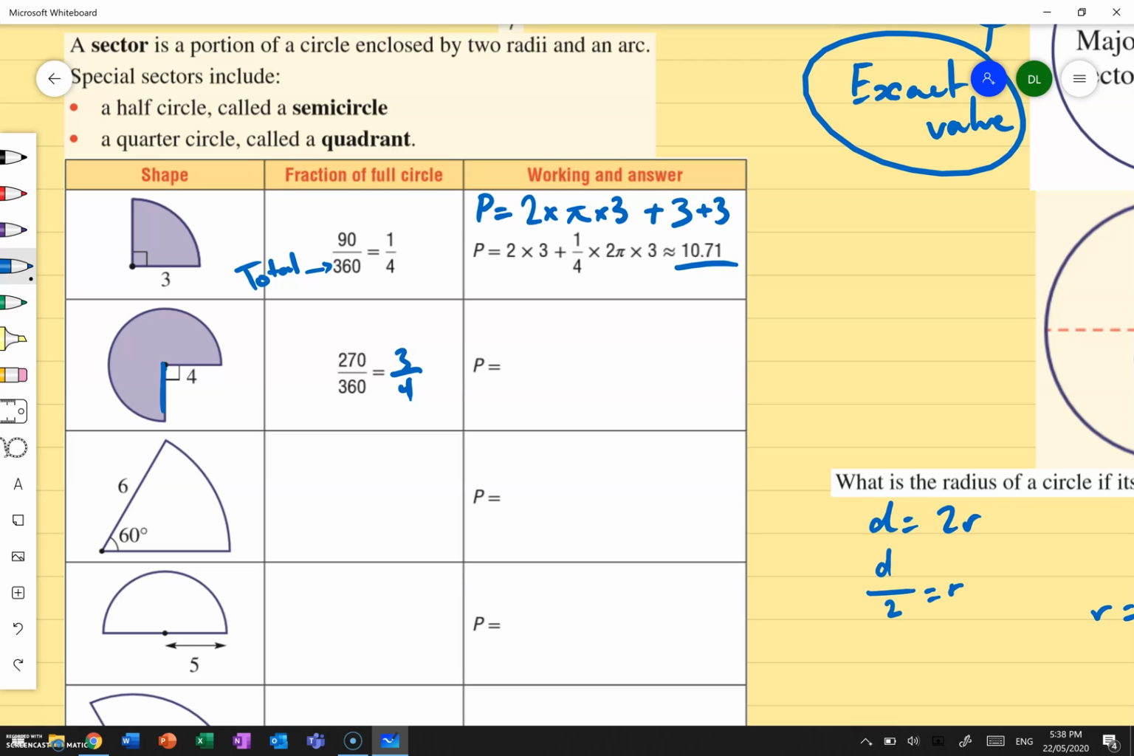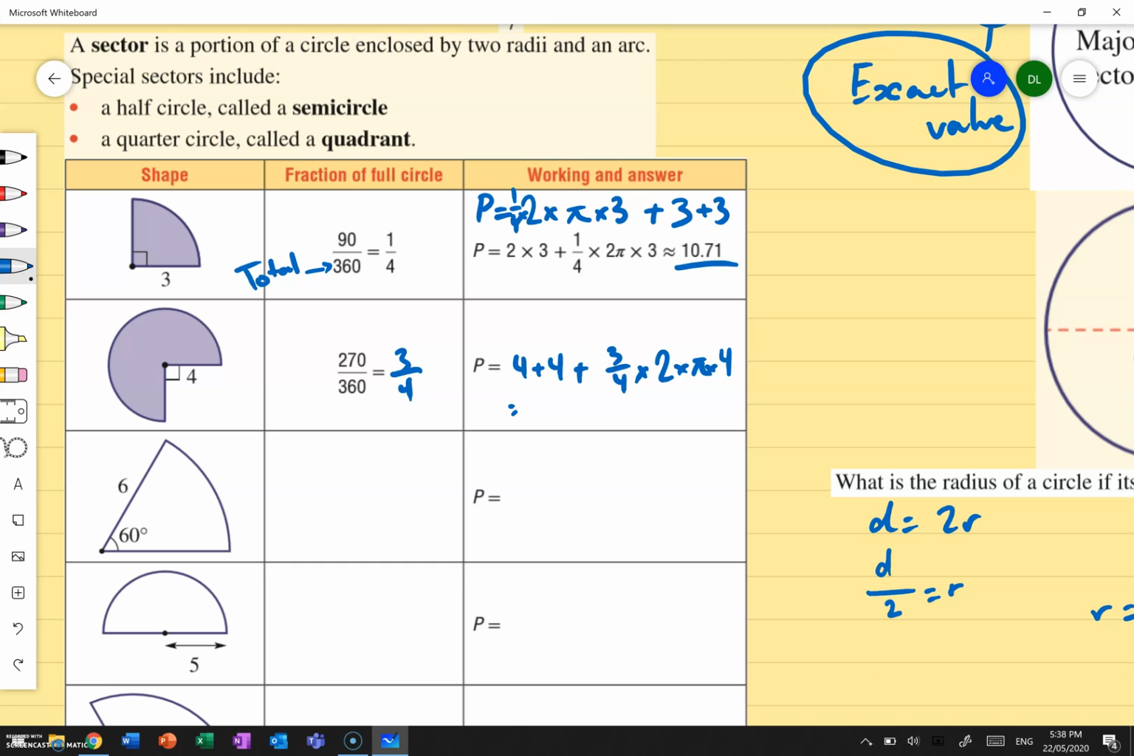So let's add these lines first. So 4 plus 4 plus, now I need to find this arc over here. And so that's 3/4 times by, oh, I forgot to include a quarter earlier, my apologies. 3/4 times by, now we use our formula, 2 pi r, so 2 times pi times r, which is 4. And we would get our answer, which is, let's go ahead and put that in the calculator.